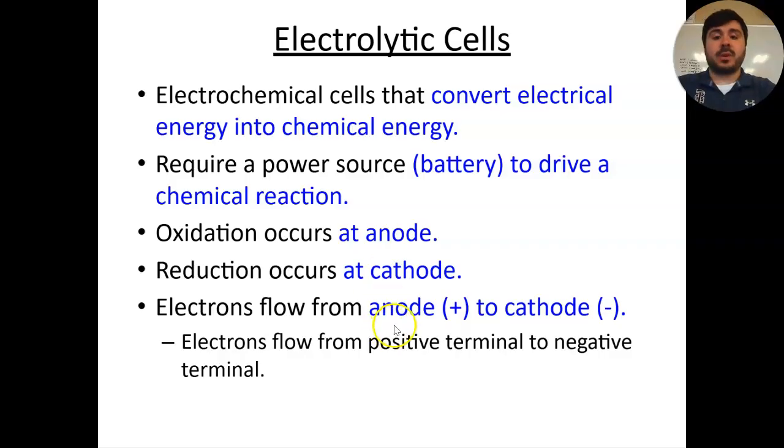Electrons still do flow from the anode to the cathode, but again, the big change here, guys, is the charge on the anode and the charge on the cathode. Notice how the charge on the anode this time is a positive charge, and the charge on the cathode this time is a negative charge, right?